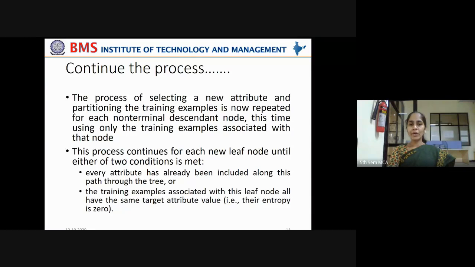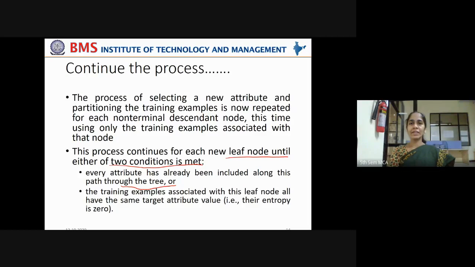How long? This process continues for each new leaf node until either of 2 conditions is met. This is very important. 2 conditions have to be met. One is every attribute has already been included along this path through the tree, meaning all attributes should be completely used, right?